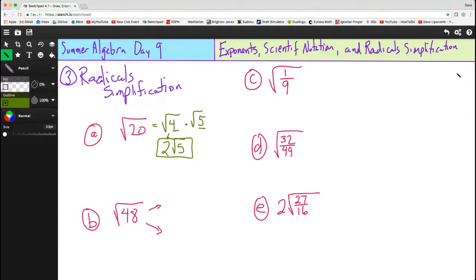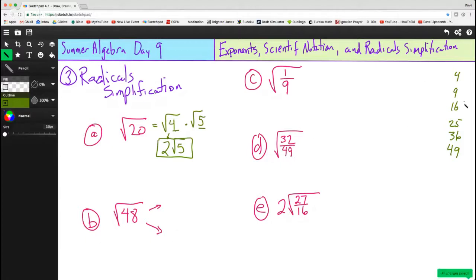Now one thing I'd like to write down on the side of the page whenever I do these is all my perfect squares: 2 squared, 3 squared, 4 squared, 5 squared, 6 squared, and 7 squared. You can keep going if you want, but this is usually good enough for our purposes. So again, I can see that 4 goes into 20, and so I used 4 in this first case.